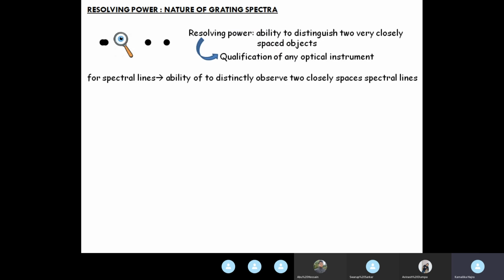And when you are talking about resolution of spectral lines, it is the ability of an instrument to distinctly observe two closely spaced spectral lines, all right? Ability of an instrument to distinctly observe two closely spaced spectral lines. This will be spaced, not spaces.